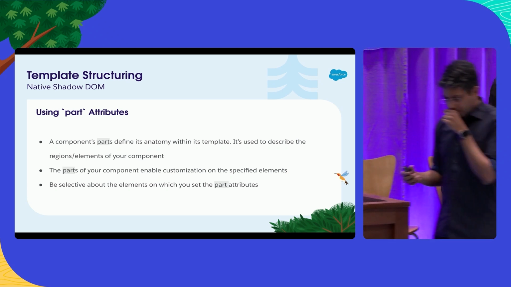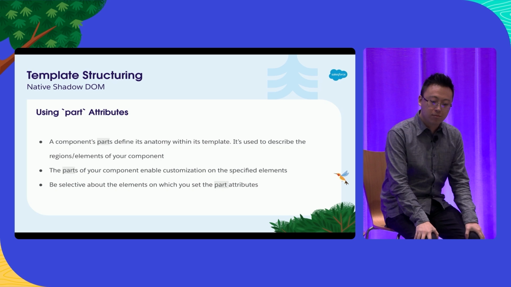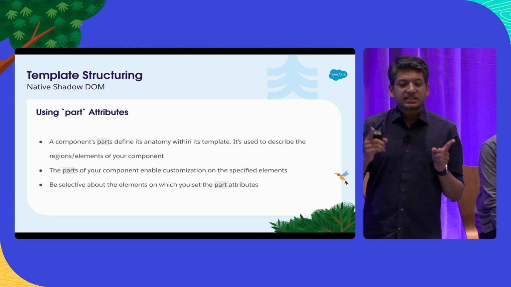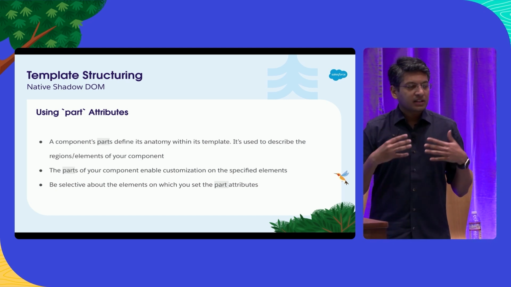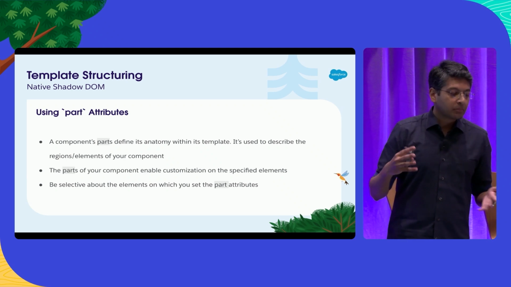Thank you, Jason. All right, let's talk about how you can structure your templates in such a way that will allow for effective customization in the native shadow DOM environment. The part attribute is your friend here. Think of the parts as the bones of your component, something that gives shape to your component, something on which you can add more structure and more styling.